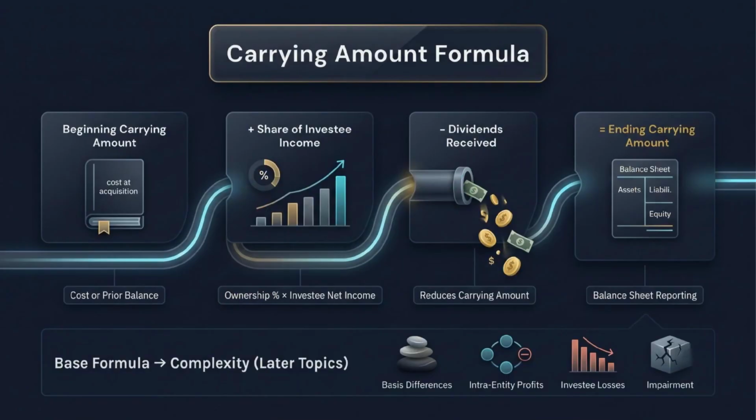The carrying amount formula is the backbone of this video. Beginning carrying amount plus share of investee income less dividends received equals ending carrying amount. In later videos, we will add more layers such as basis difference amortization, intra-entity profit elimination, losses, impairment, and other comprehensive income. But the basic roll-forward remains the same idea. The investment account moves with the investor's share of investee economics. If you can reconcile this formula clearly, most equity method questions become much less intimidating.